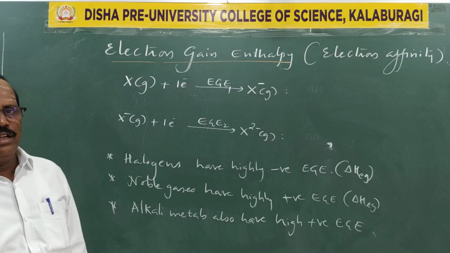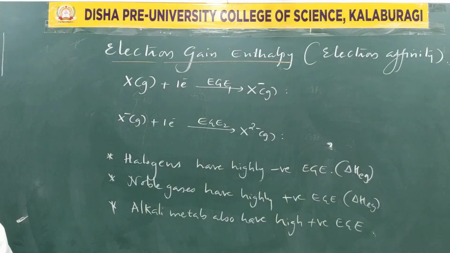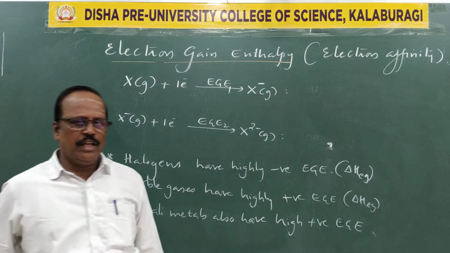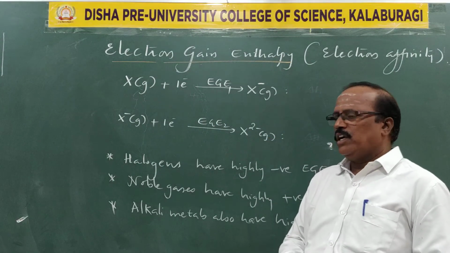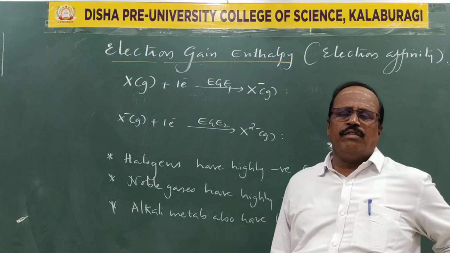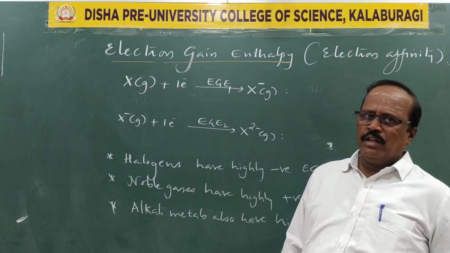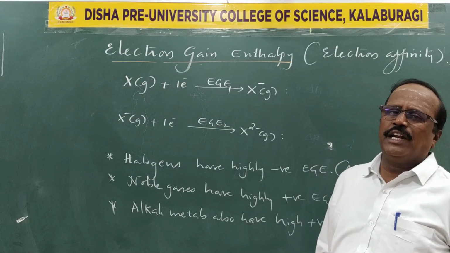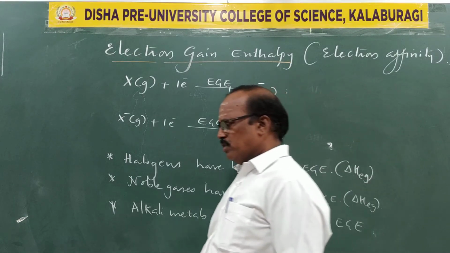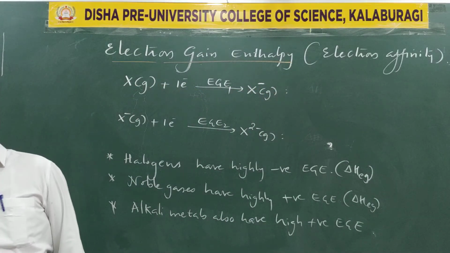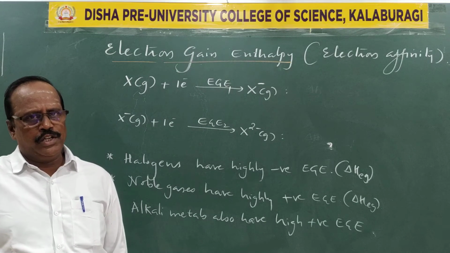So once again, the definition of electron gain enthalpy: this is the amount of energy liberated whenever an electron is added to the outermost shell of an isolated gaseous neutral atom. The first electron gain enthalpy is always negative, exothermic, whereas the remaining second, third and fourth are positive in nature.